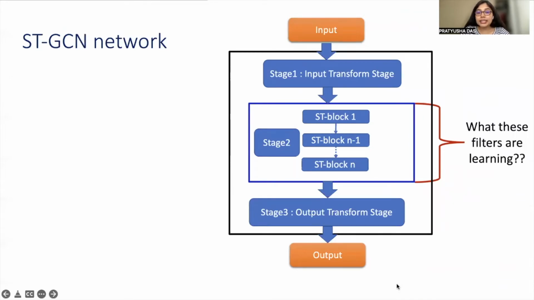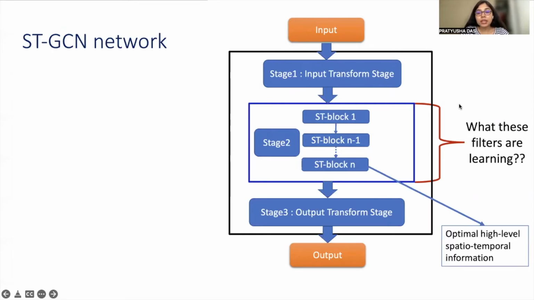Now, for a given STGCN network, we are interested in learning what these filters are basically learning. So from a CNN perspective, we know the last layer of CNN, and in this case, STGCN, basically captures the high-level optimal spatiotemporal information. And these STGCN blocks, we will see in a later slide, also retain the spatial and temporal localization of the data.